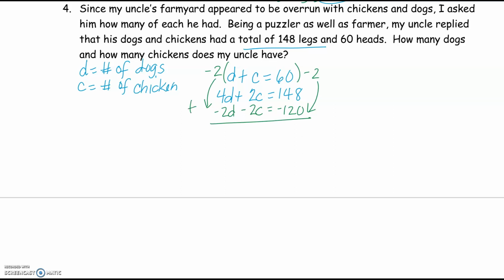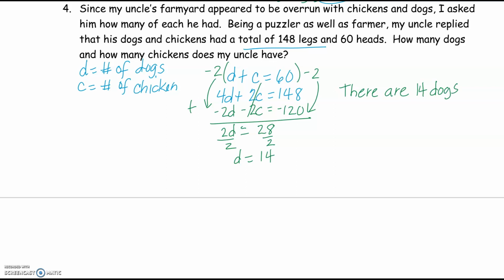I'm going to add: 4D plus -2D is a 2D. 2C plus -2C is gone. It eliminates, equals 148 plus -120, which is 28. Divide, take half of 28, and you get 14. So there are 14 dogs. We're not done though. We also have to know the number of chickens.